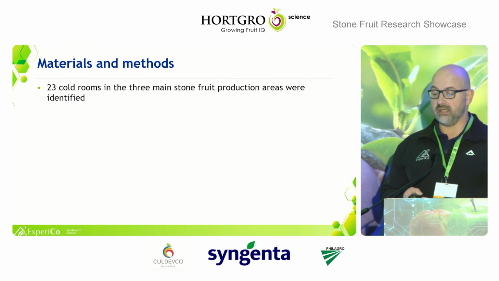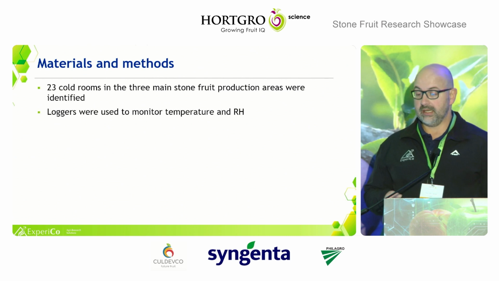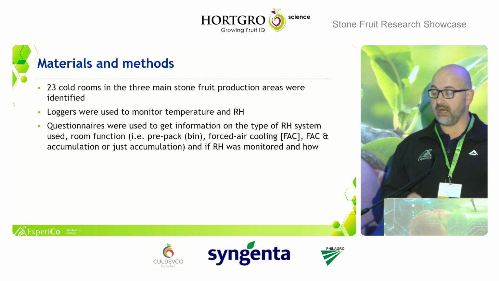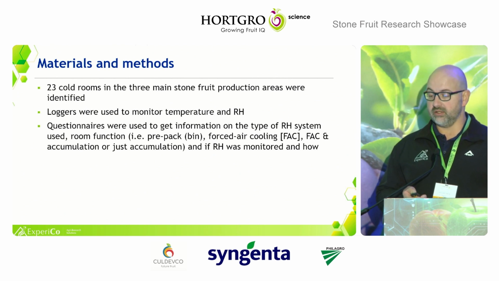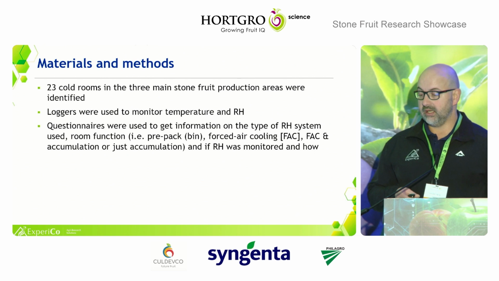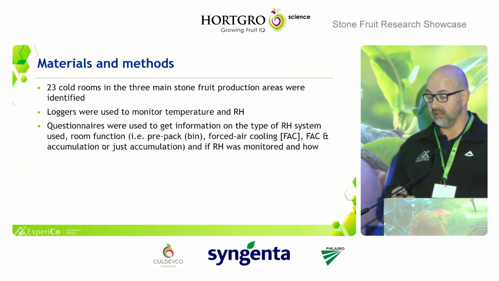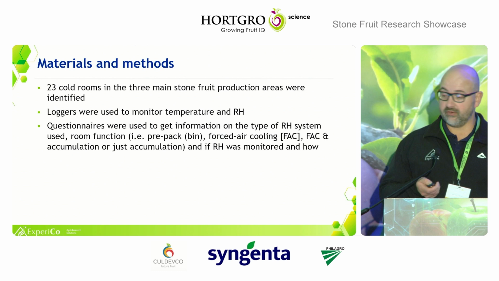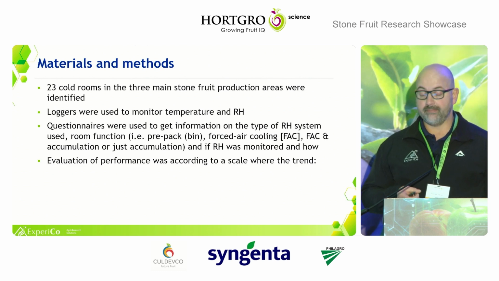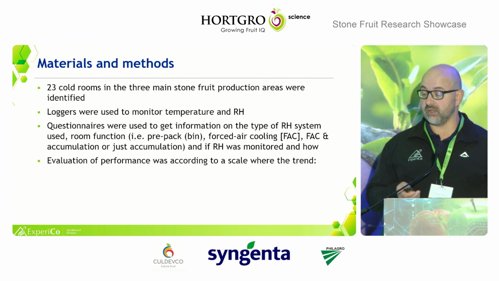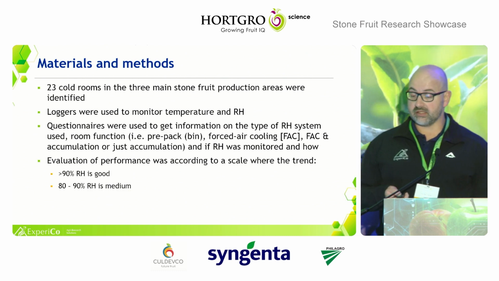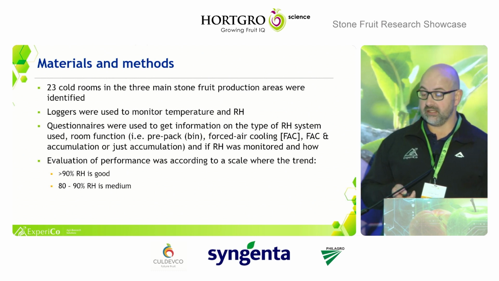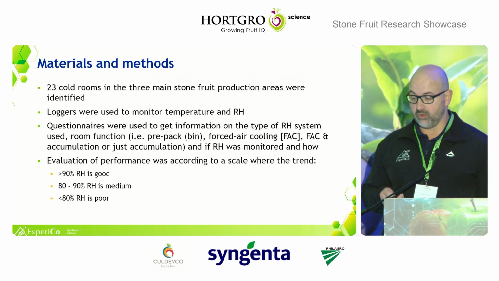In this survey, we did 23 cold rooms in 3 main stone fruit production areas. Loggers were used to monitor the temperature and relative humidity. We sent out questionnaires on the systems used and the function of the rooms, whether it is a bin room or forced air cooling, and the relative humidity was also measured. Evaluation of performance was according to a scale where above 90% relative humidity is good, between 80 and 90% is medium, and below 80% is poor.